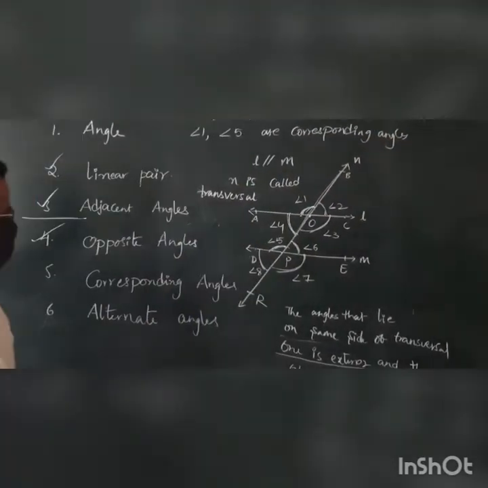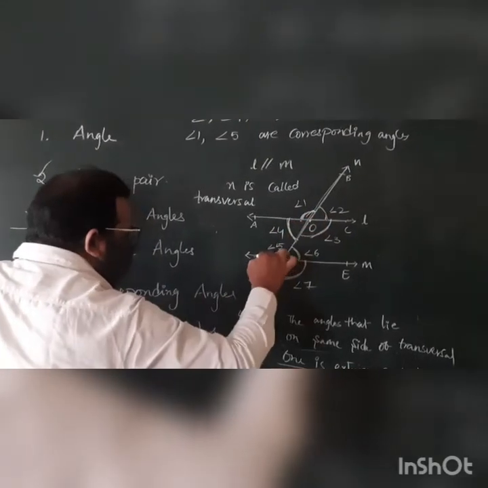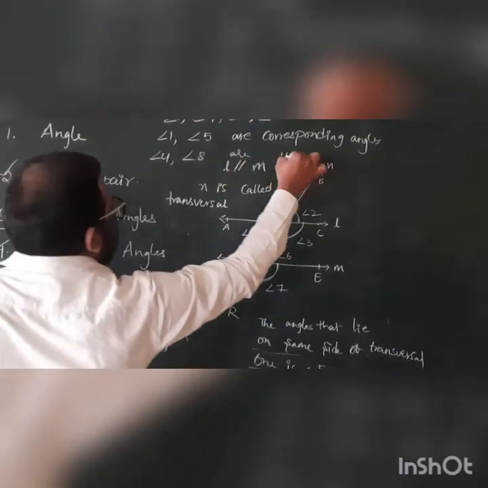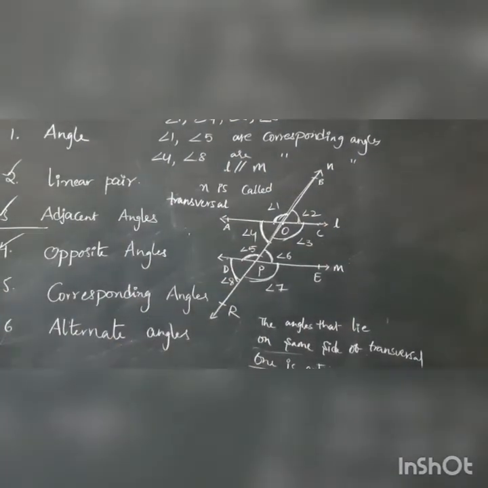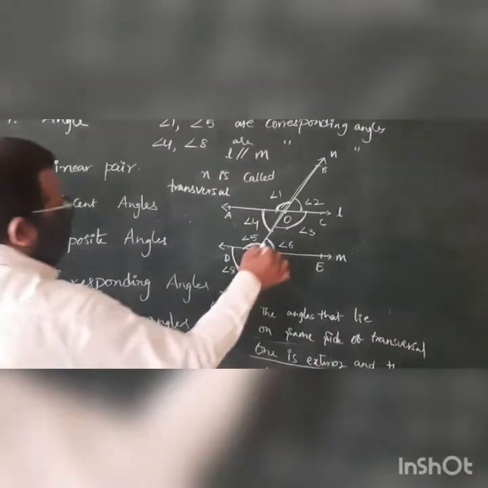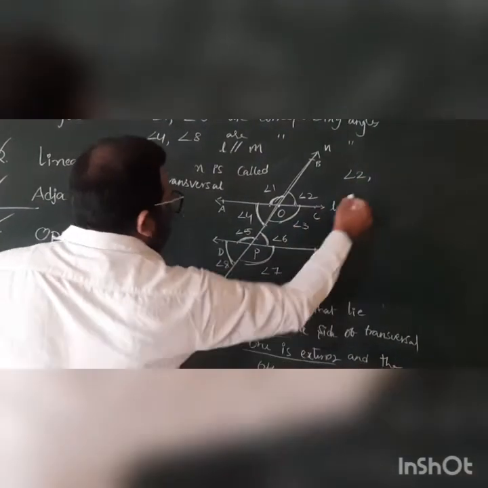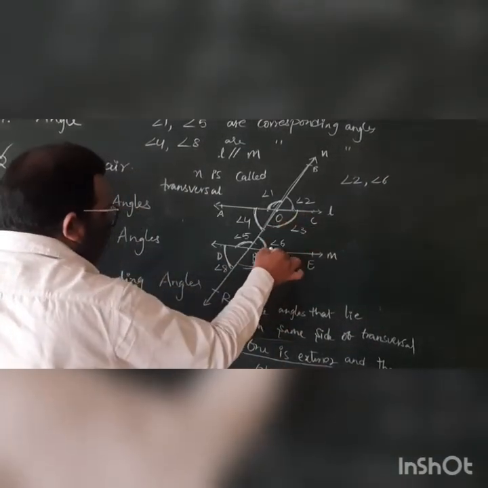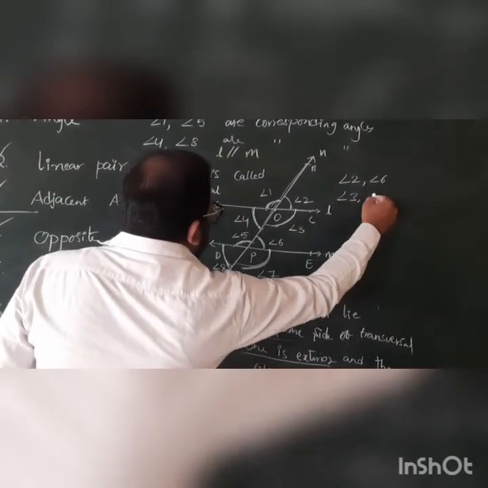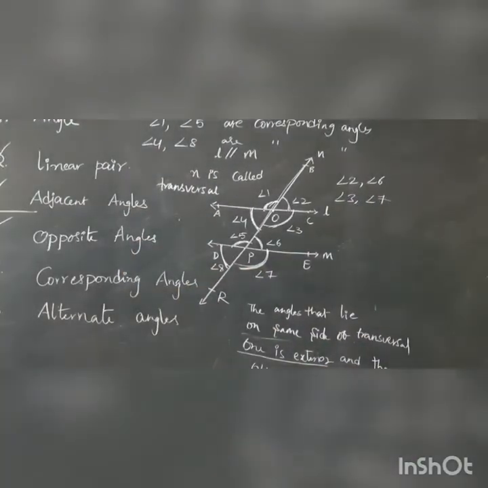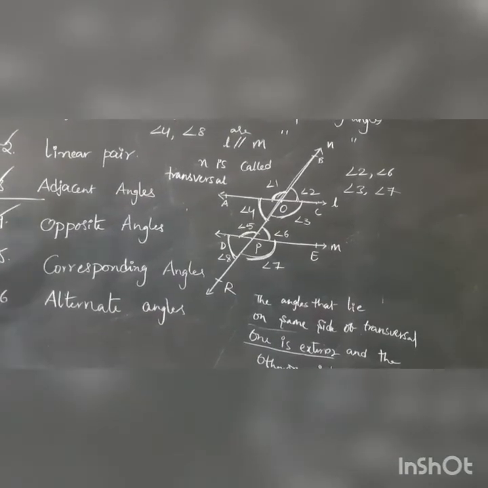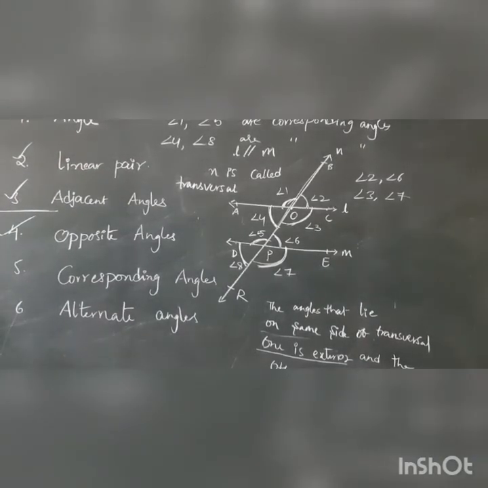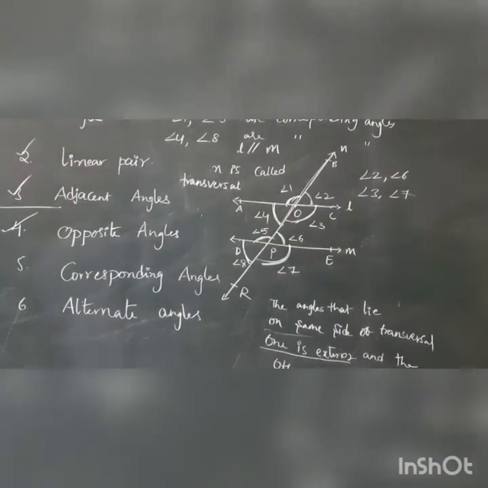Now in a similar way you can see angle 4 and angle 8. Angle 4, angle 8 are corresponding angles. In the similar way you can write for the remaining also. Angle 2, angle 6 are corresponding angles. Angle 3 and angle 7 are corresponding angles. So we have to remember that for the angles that lie on the same side, one should be exterior and one should be interior. Then they are called corresponding angles.